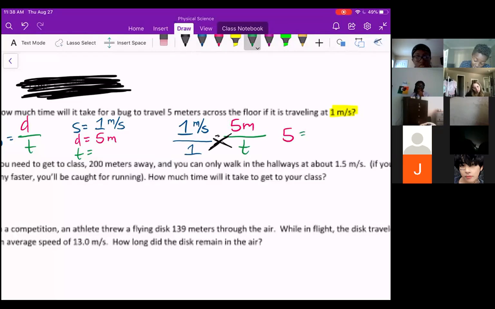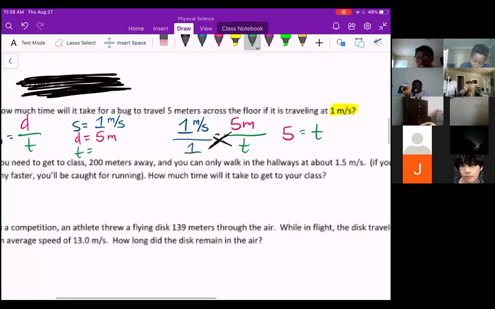That's all I know, right? So it looks like T is equal to 5. Now T was a time. So what do you think is the unit for this? 5 what? Seconds. It is seconds, right? Because we had meters right here, and we had meters per second right here. So if those meters cancel out, the only thing we have is seconds. Okay, so this is 5 seconds.